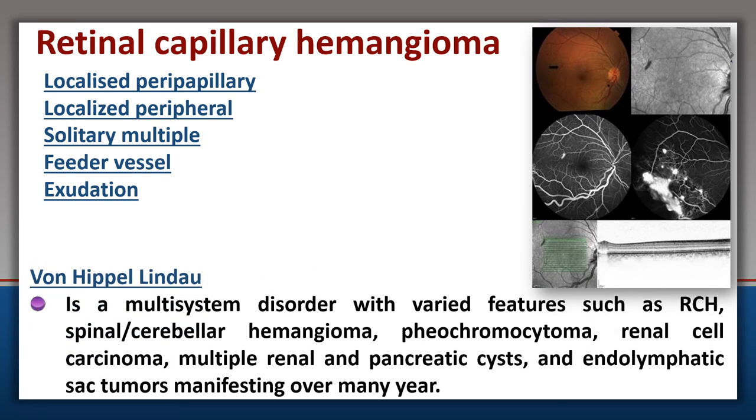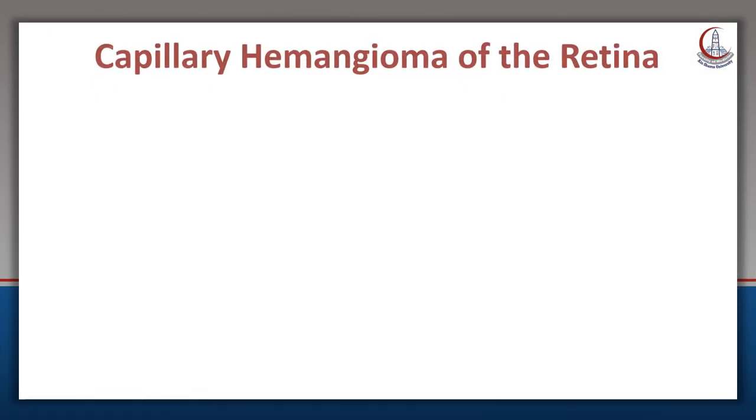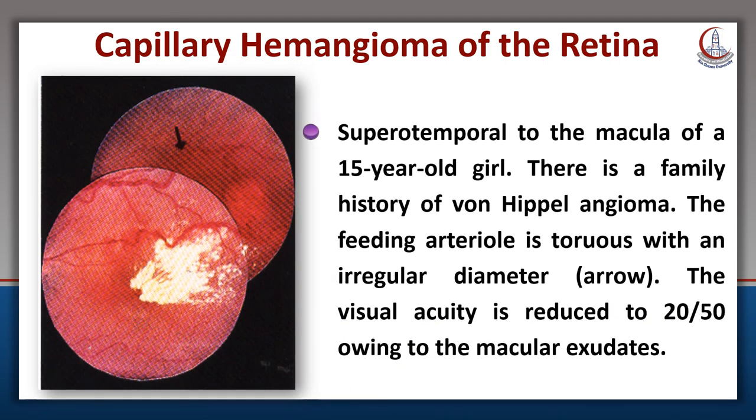And systemic associations were described by von Hippel and Lindau in a multi-system disorder, such as renal hemangiomas, spinal and cerebellar hemangiomas, pheochromocytoma, multiple renal and pancreatic cysts, and endolymphatic sac tumors associated with retinal capillary hemangioma, forming the von Hippel-Lindau syndrome.